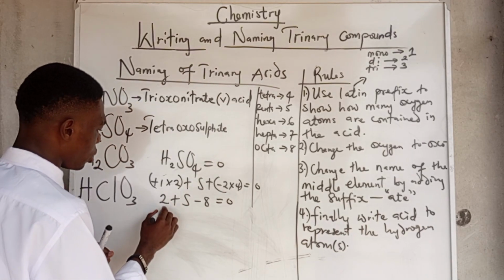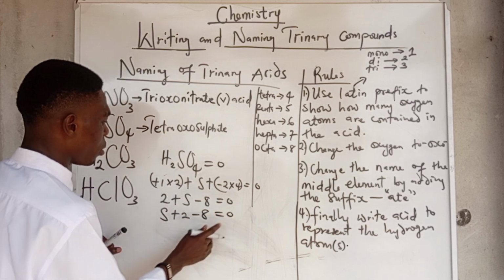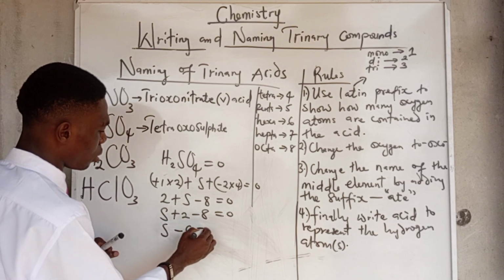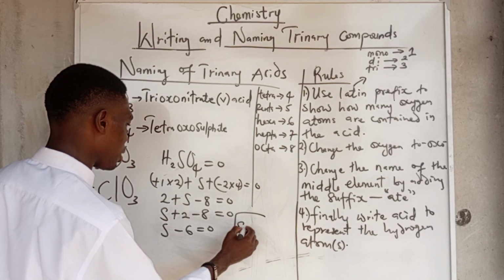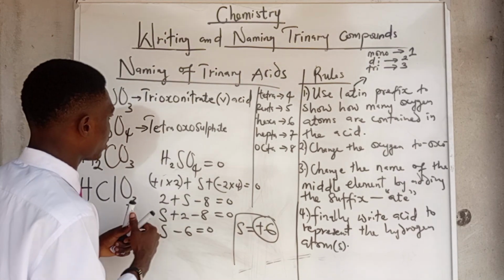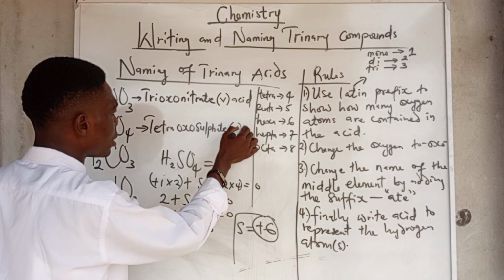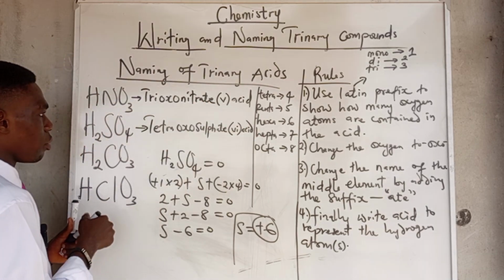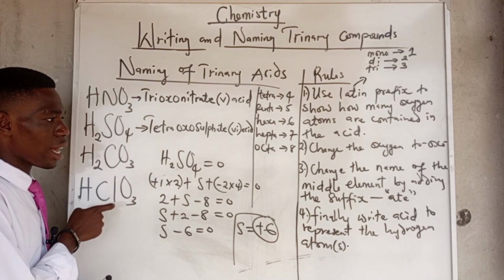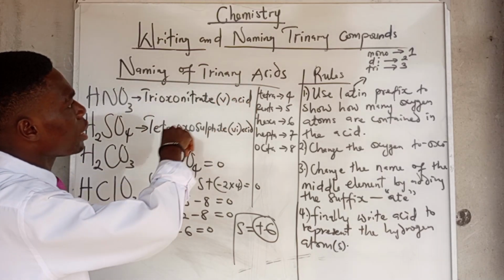I'm going to shift them so I can work on the numbers. That's 0. Then I have x plus 2 minus 8 is -6 is equal to 0. That simply means that x becomes equal to +6. So we'll put tetraoxosulfate VI, which is 6. Then we'll put acid. That's the name of this compound. Are we together now? I would like you to try for this and this and drop your answer in the comment section. Now this is how we can name ternary acids.